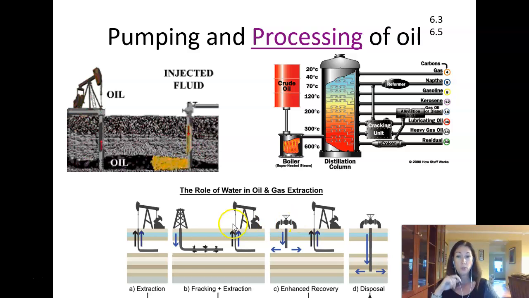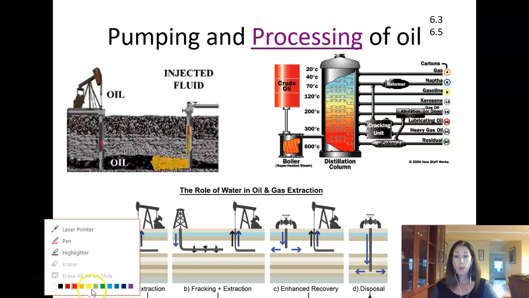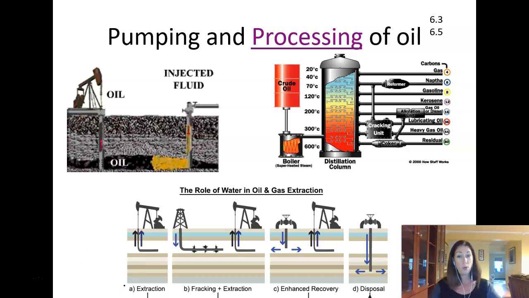When we pump it out of the ground, typically we first start by allowing it to come up out of its own pressure, which will take care of about 10% of that oil. Then we have to help force that oil out. The way we typically do that is we inject a fluid down into that reservoir rock where the oil is stored, and that will force the oil out. With enhanced recovery, you can then put steam down in there.